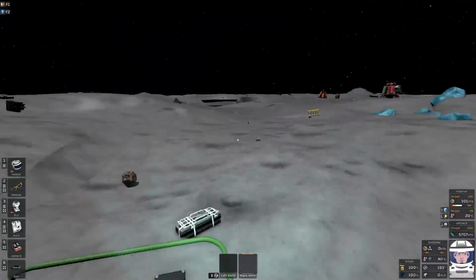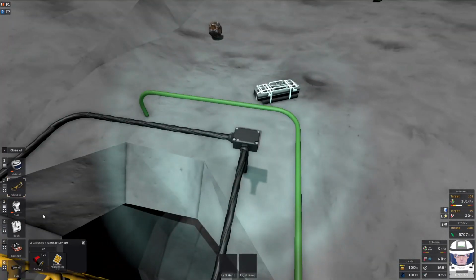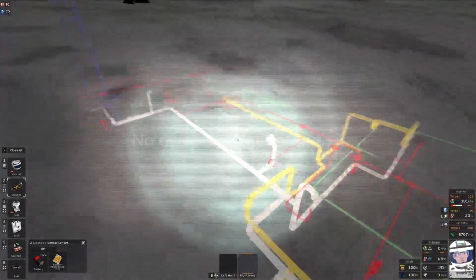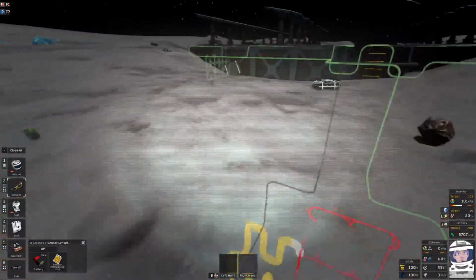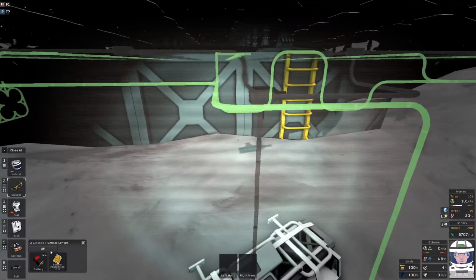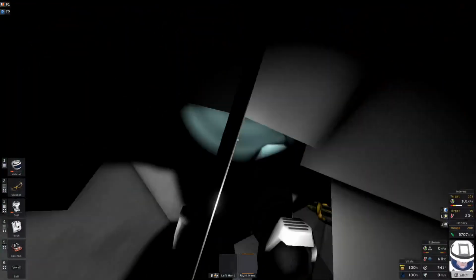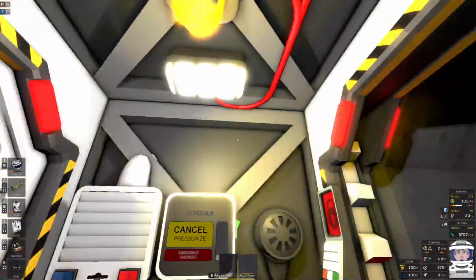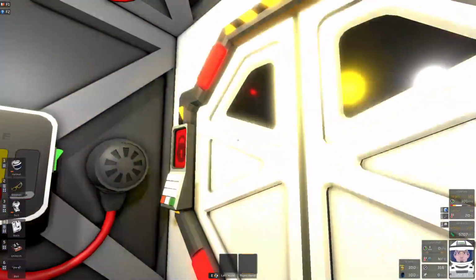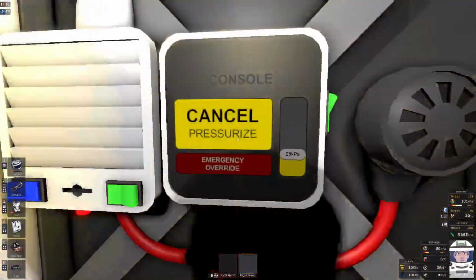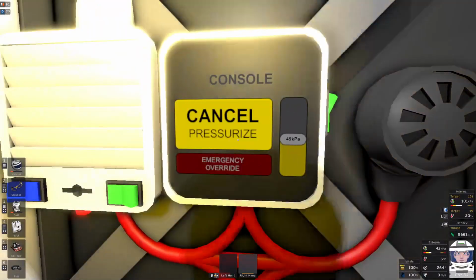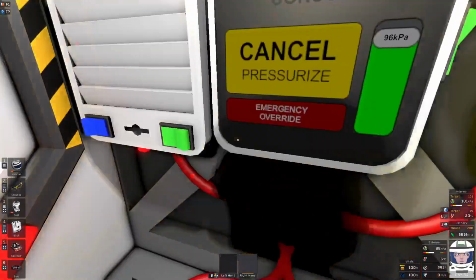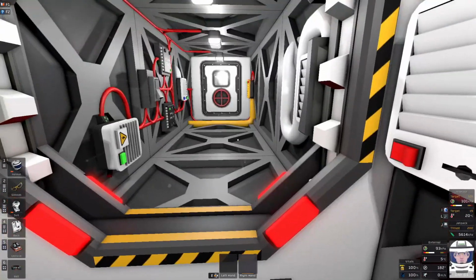This is the solar farm, and the neat thing about this game is that I can do this. I can see all the pipes, which you probably don't care about. So, back inside to show the other important parts of a moon base. Outward view is very limited. Yeah, I know. Back inside.